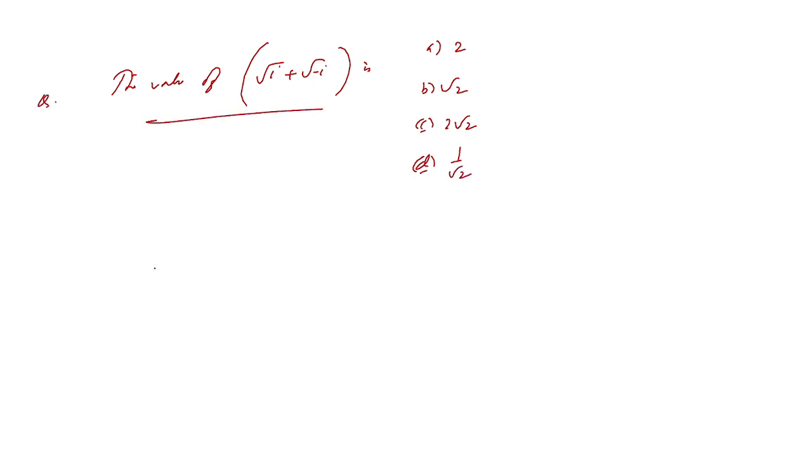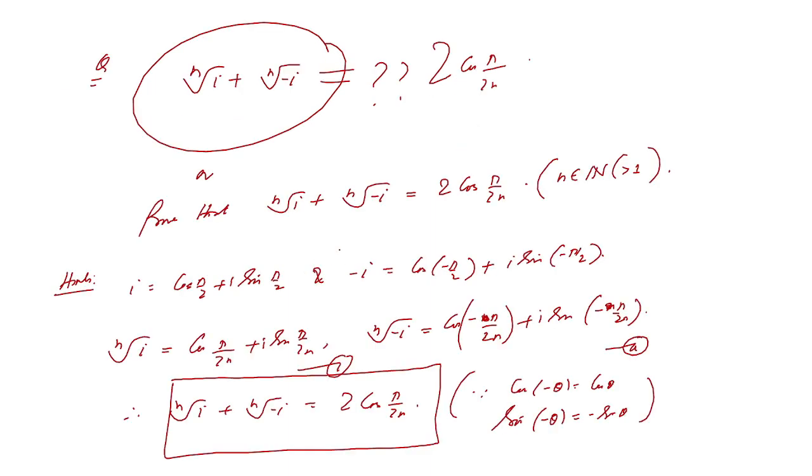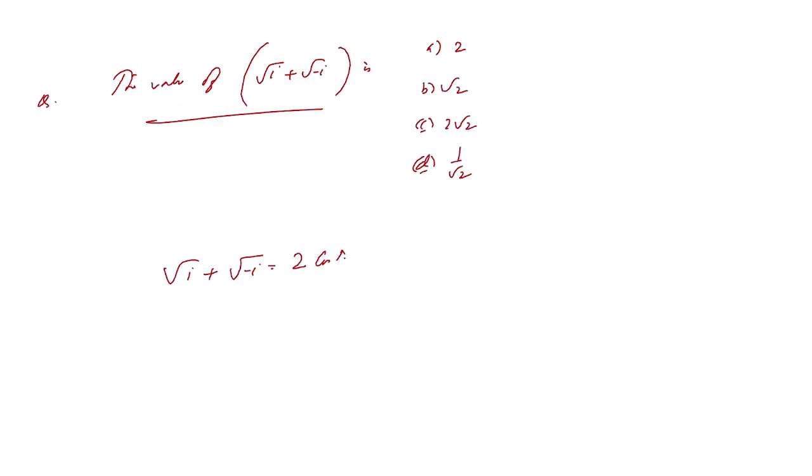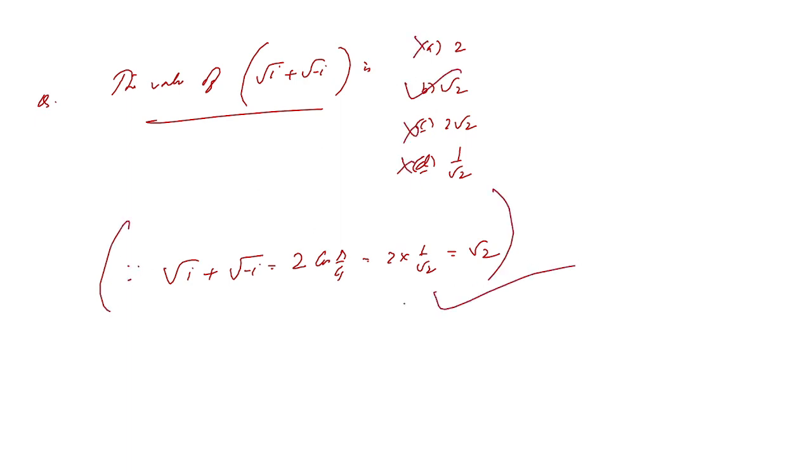We just apply the formula. According to the formula that we have learned previously, root i plus root under minus i will be 2 cos pi by 2n, with n equals 2, so 2 cos pi by 4. So 2 into 1 by root 2, and the value will be root 2. So root 2 is the value, and you can solve it easily by using this formula.